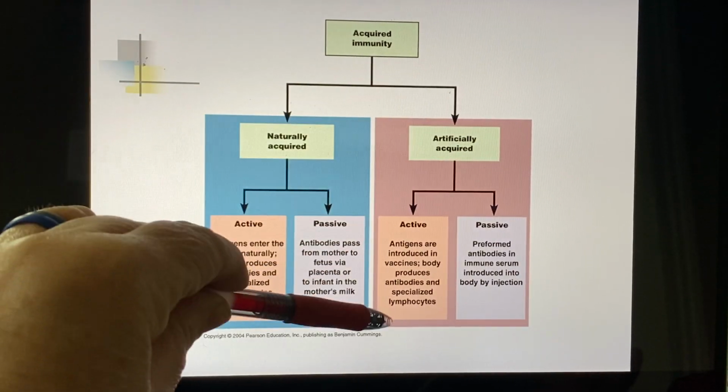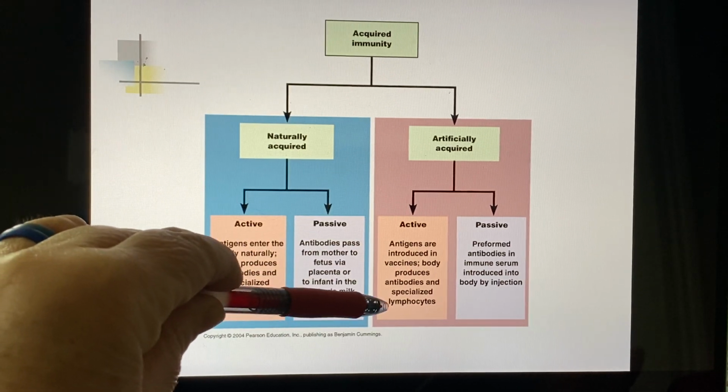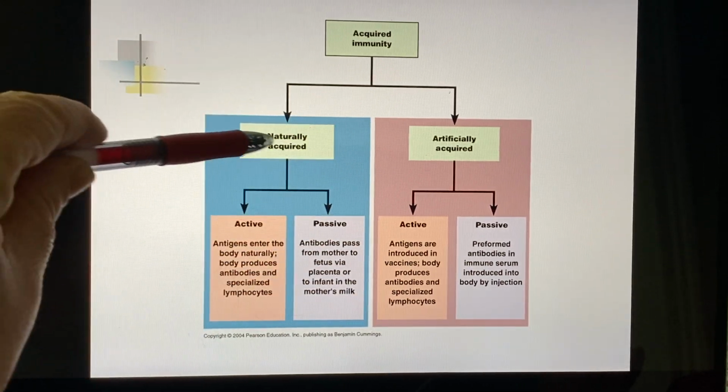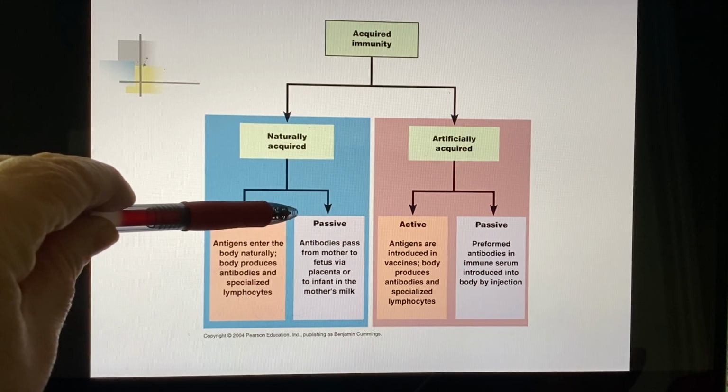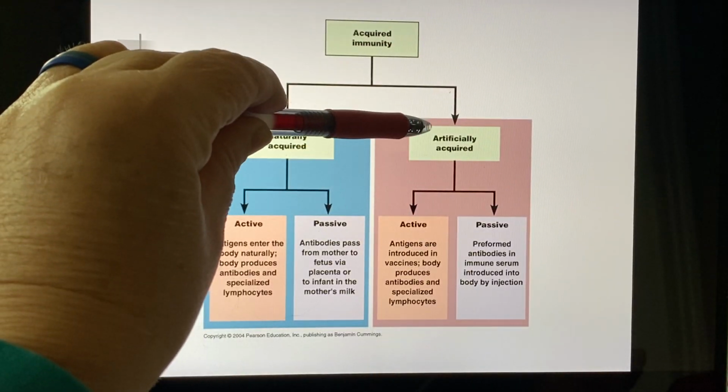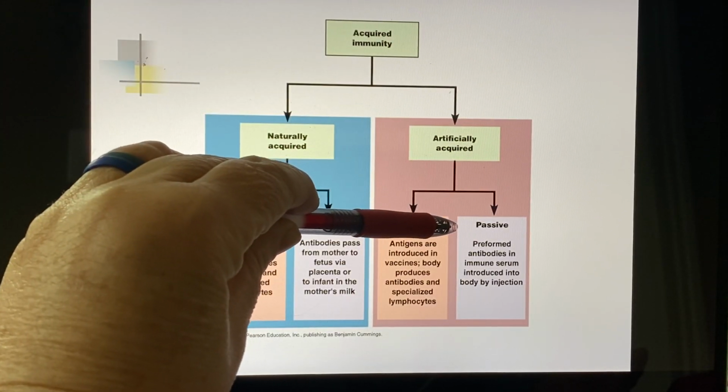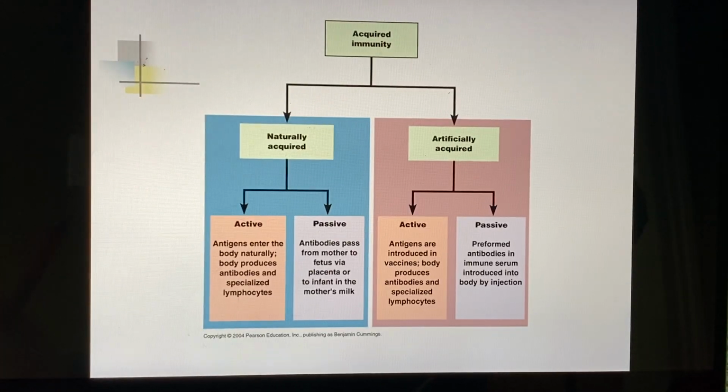Artificial active is when you get vaccinated, and your immune system responds. Natural passive is between mom and baby, and artificial passive is when someone else made the antibody, and now a patient is getting an infusion of those already-made antibodies from someone else.